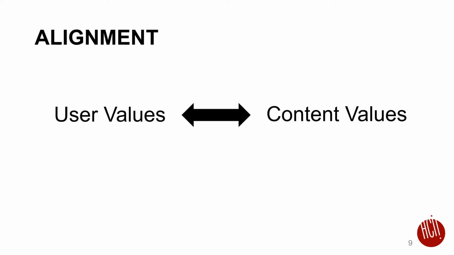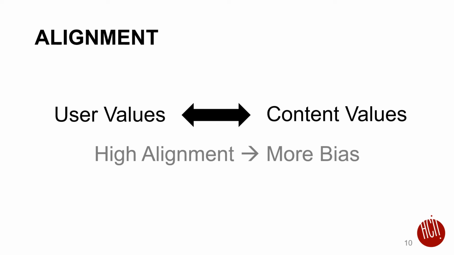We call this relationship between user values and content values alignment. And we expect that when alignment is high, people will be more biased, that is, less likely to engage their critical thinking faculties. So if we want to design instructional technologies that help people practice overcoming their my-side bias, we need to have some working knowledge of what they value, the values latent in the content they're consuming, and then some way to relate those two things to one another.